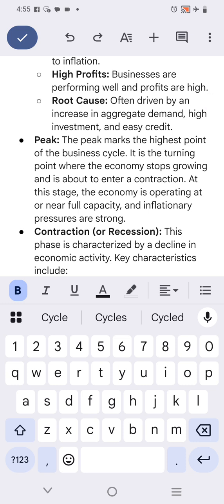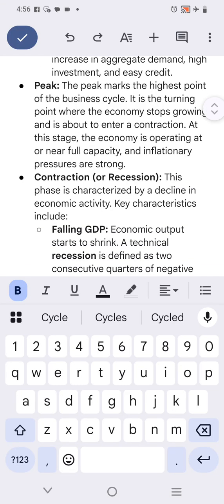Next is peak. The peak marks the highest point of the business cycle. It is the turning point where the economy stops growing and is about to enter a contraction. At this stage, the economy is operating at or near full capacity and inflationary pressures are strong. That is the peak. Then comes contraction or recession.